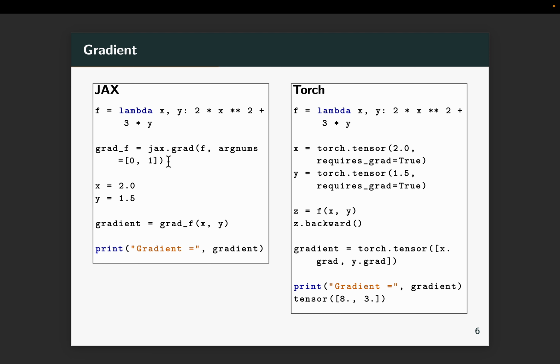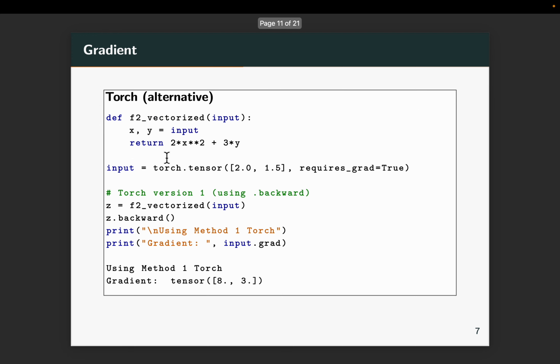We can make the function f take a tensor of two variables or a list of two variables. Then the gradient will be just the list dot grad. Okay, excellent. That's what I had in mind.